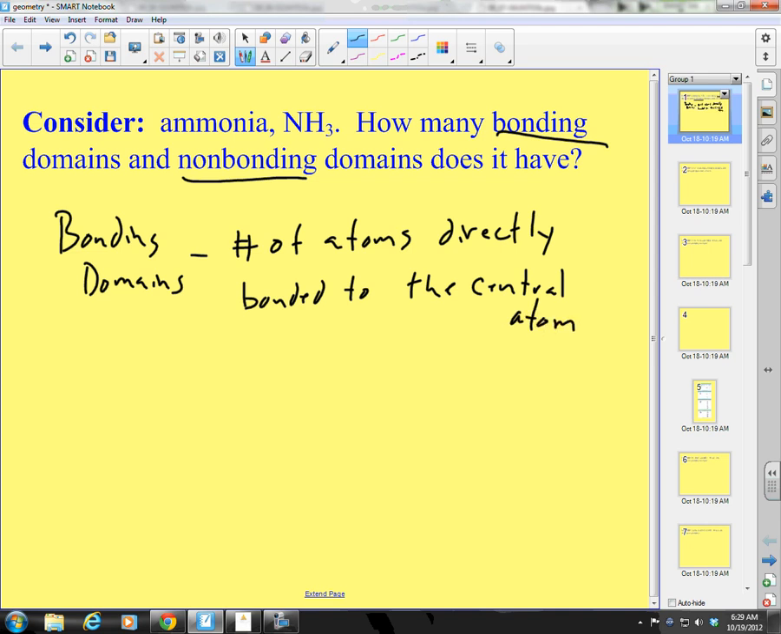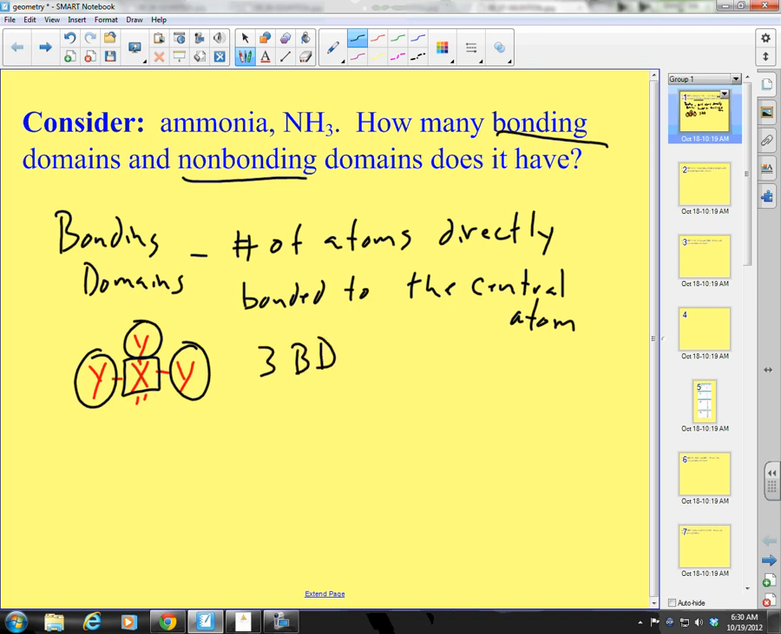Okay, and so let us think about something like X here. Let's say we have X and I have 3 Y's bonded to that, and I have an unshared pair. So what we do is we look at our central atom and we say how many atoms are directly bonded to it. Well, there's 1 atom, there's a second atom, there's a third atom. What about my unshared pair? Is that an atom? No. So we'd say that this has 3 bonding domains.